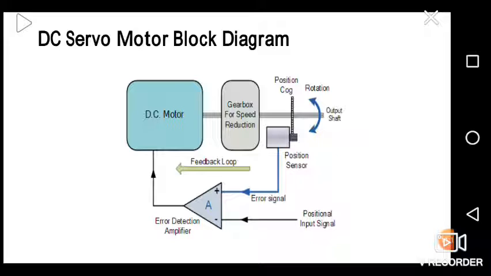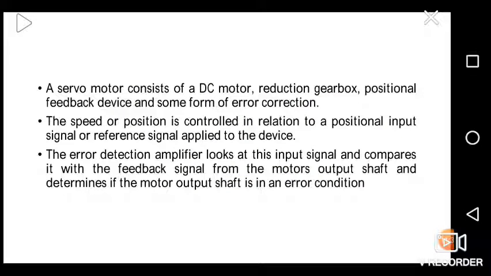The DC servo motor block diagram is shown in the figure. In that, after the DC motor, the next component is a gearbox for speed reduction, then positioning sensors and an error detector, which is fed back to the DC motor. The servo motor consists of a DC motor, reduction gearbox, positional feedback device and some form of error correction. Speed or position is controlled in relation to the positional input signal and a reference signal applied to the device.